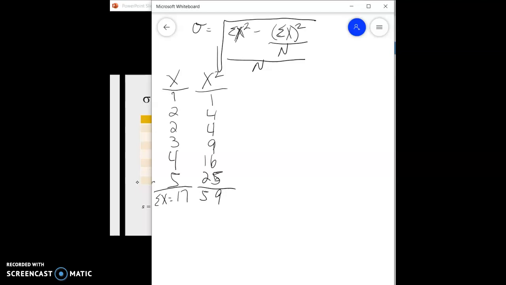So we're going to say, okay, so this is equal to the square root of the sum of x squared. The sum of x squared is the sum of the squared x values. So that's going to be 59 minus 17 squared divided by 6, because that's our sample size, and the whole thing divided by 6. So we're going to do this again now, and now we've got 59 minus.